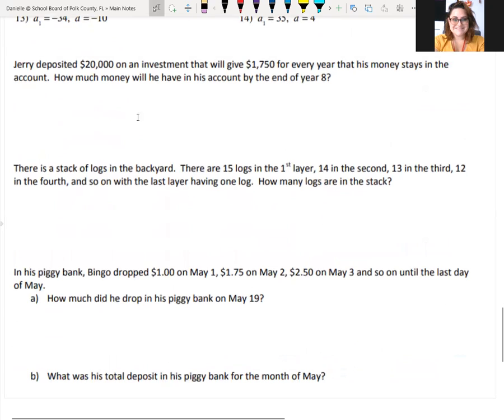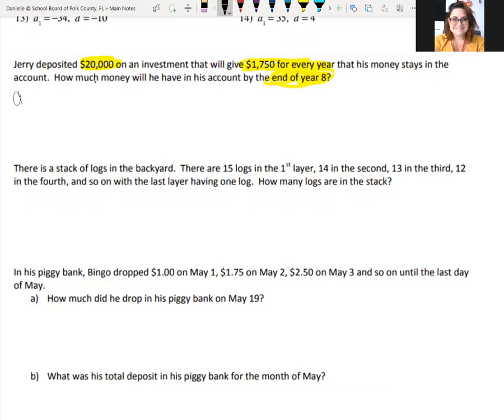I want to do a few word problems with you as well. Jerry deposited $20,000 in an investment, and he gets back $1,750 for every year that money stays in his account. How much will he have at the end of year 8? Every year.